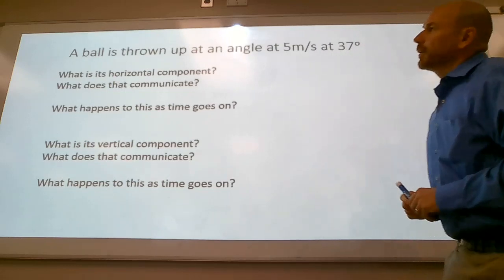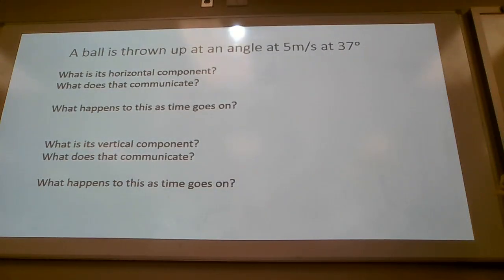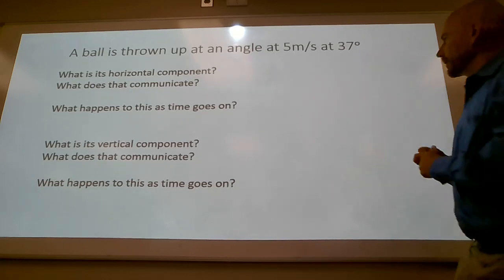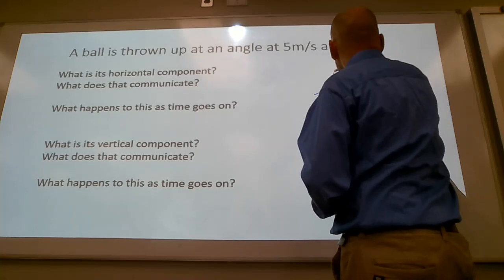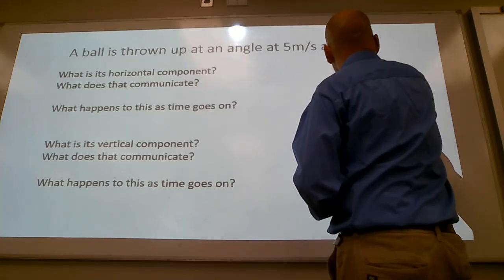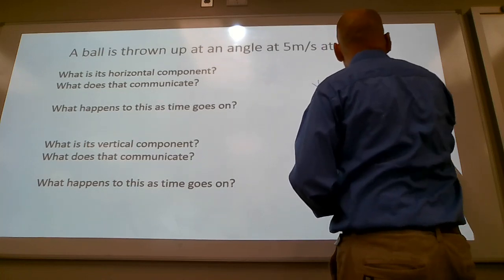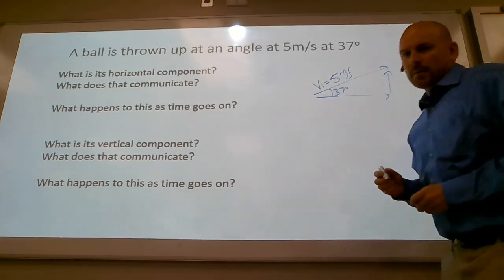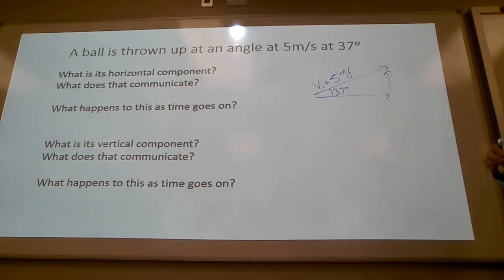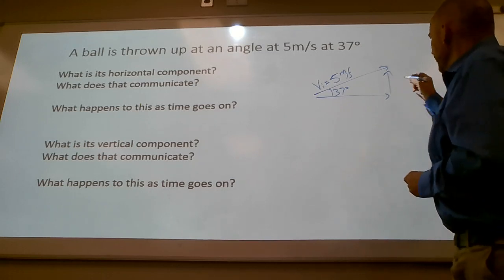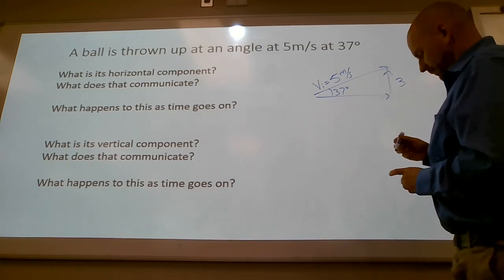Okay, so we throw a ball up at 5 meters a second at 37 degrees. Anytime you see an angle, you should break that up into components. So to calculate this, think, are we going to use sine or cosine? This side is going to be sine, and I designed this to be a 3, 4, 5 triangle.